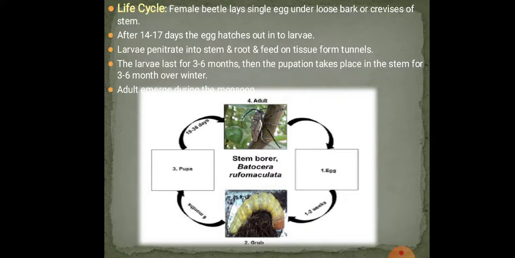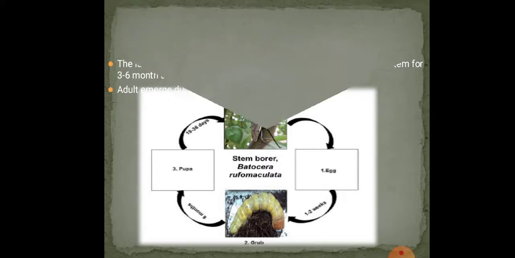The larval stage lasts for 3 to 6 months, and then pupation takes place in the stem for 3 to 6 months over the winter. The adult emerges during the monsoon season.